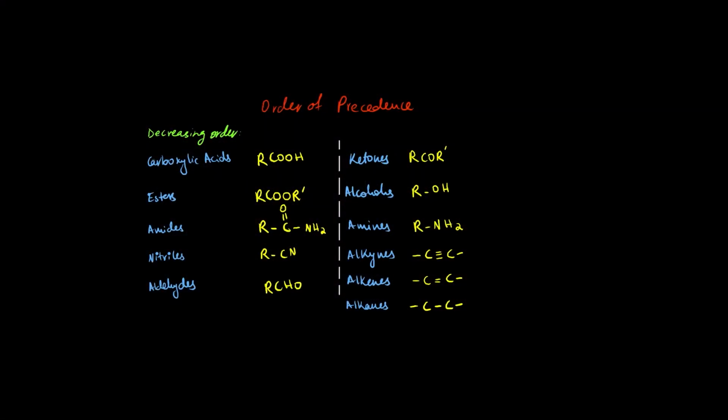Hello everyone. Today in this video we'll be covering the order of precedence. Now basically where this arises from is the fact that when we covered naming of several different organic classifications of functional groups, we did cover them individually. We did not cover the fact, okay, what if many of the organic functional groups are together in one single compound? How would the naming take place then?